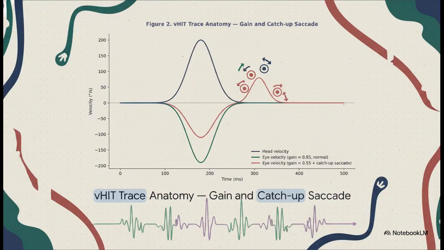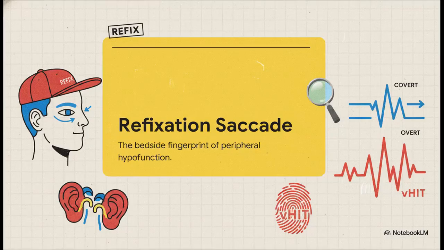Now here's what that number actually looks like in real time. Take a look at the trace. See that green line? That's the normal eye velocity, just smoothly matching head velocity, hitting a healthy gain of about 0.95. But check out the red line underneath it. It shows a really sluggish gain of 0.55, meaning the eye is severely lagging behind the head. And you catch that secondary red curve popping up right after? That's the eye desperately snapping back to find the target. That little snapback is called a refixation saccade.